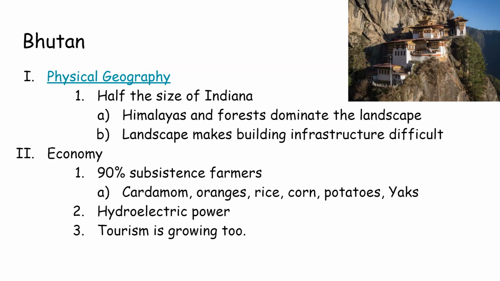And that has hurt their economic development as well. Economically, you're going to see most people are subsistence farmers. And just as a reminder, a subsistence farmer is somebody who's growing enough food to help feed themselves and their family with maybe just a little bit extra to sell just so that they can continue to feed themselves and their family. You'll see cardamom, you'll see oranges and rice, corn, potatoes, cattle that can live among the mountains, including species like yaks.